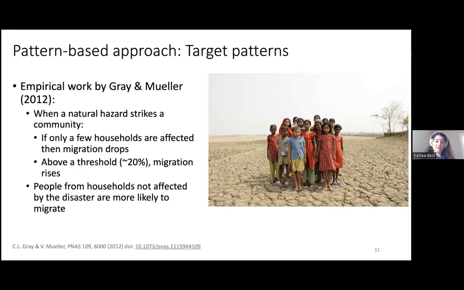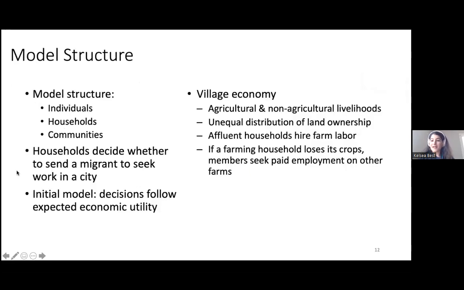And then at the household level, the second pattern I was interested in is that Gray and Muller found that households that were not directly affected by the natural disaster were more likely to move than those that were directly impacted. So I created my own agent-based model using Python and an object-oriented approach.